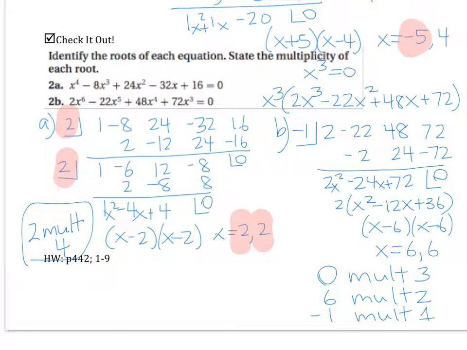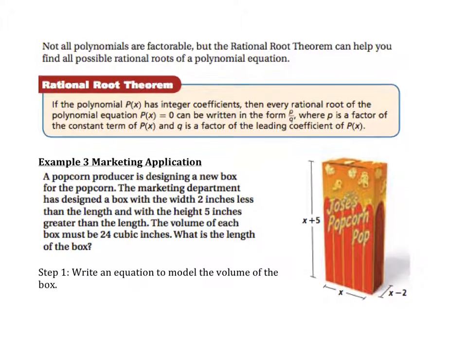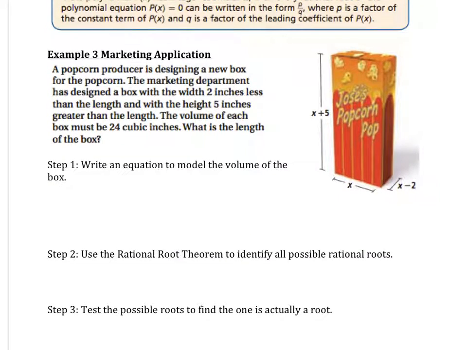Okay, I'm going to continue with day 2, which goes into the rational root theorem. The rational root theorem says that we can find every possible root, where P is a factor of the constant term, which is the last term, and Q is a factor of the leading coefficient, and we can write it in the form P over Q. So what that means is it gives you where you can start, all the possibilities.